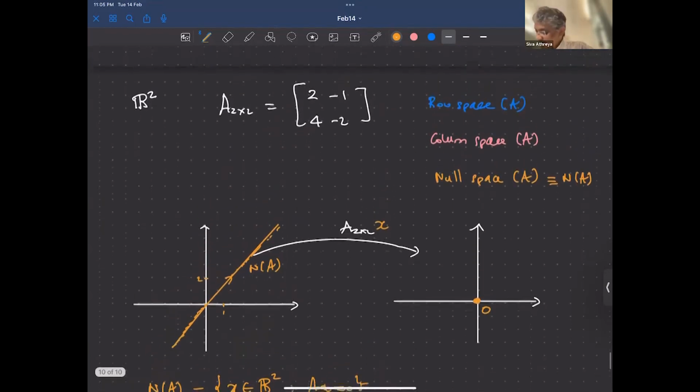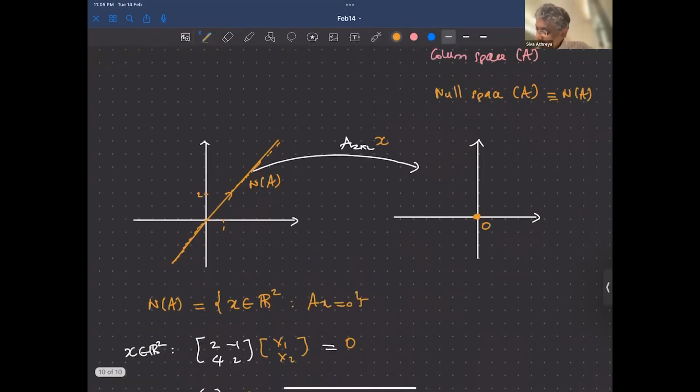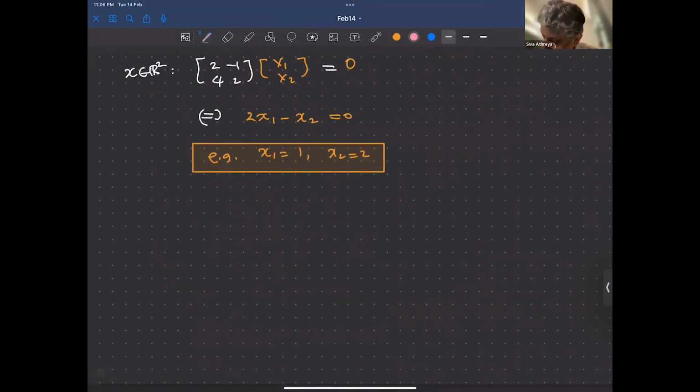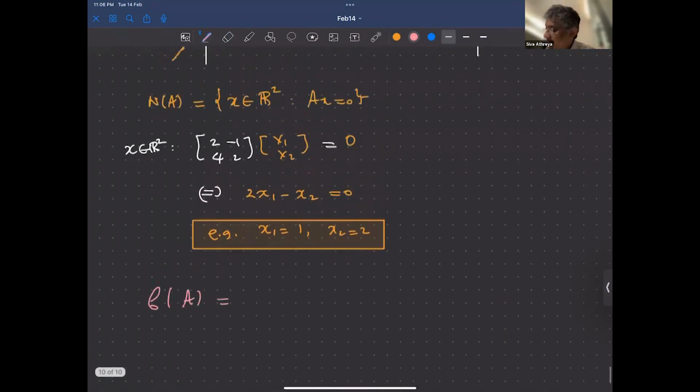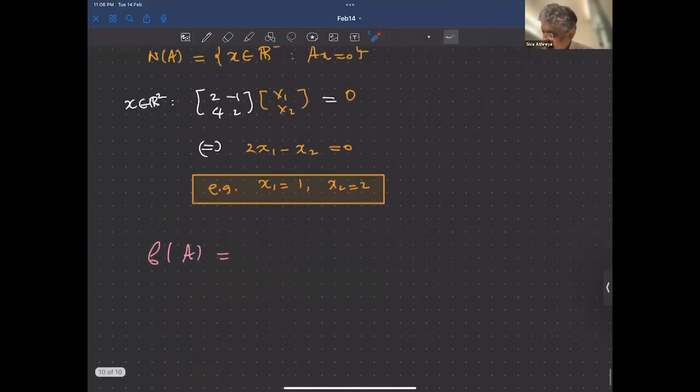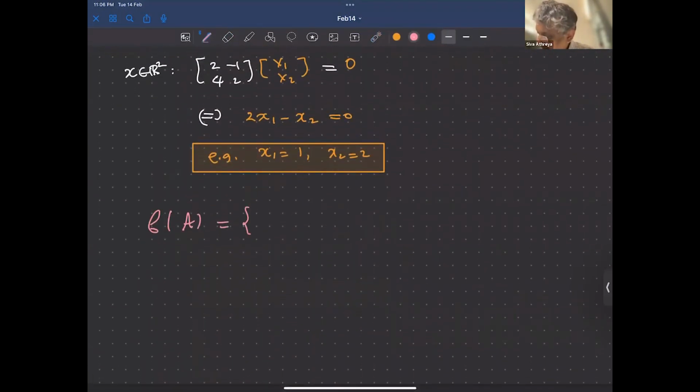Now let's look at the column space of A. So what is the column space of A? Column space of A is the set of all B on this side, the set of all B, let's say 2 cross 1, such that AX is equal to B. So that there is an X in R2 such that AX is equal to B.